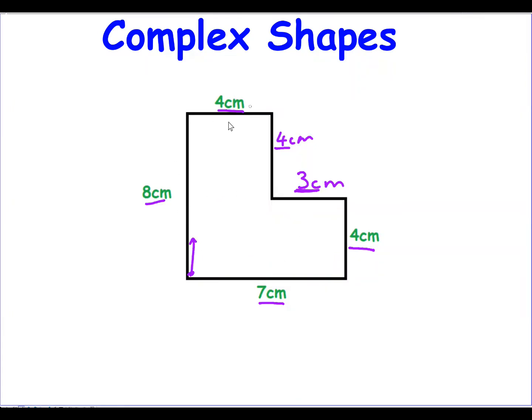So now, when I walk around my shape, I've got all of the sides that I need to work out my perimeter. So starting at my start point, I've got 8 plus 4 plus 4 plus 3 plus 4 plus 7, giving us a total of 30 centimeters. So the perimeter for this shape is 30 centimeters. Now, this L shape for a room or a garden is very, very common in functional skills exams.